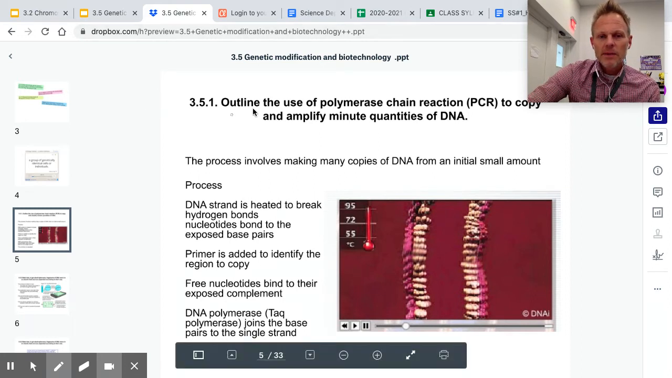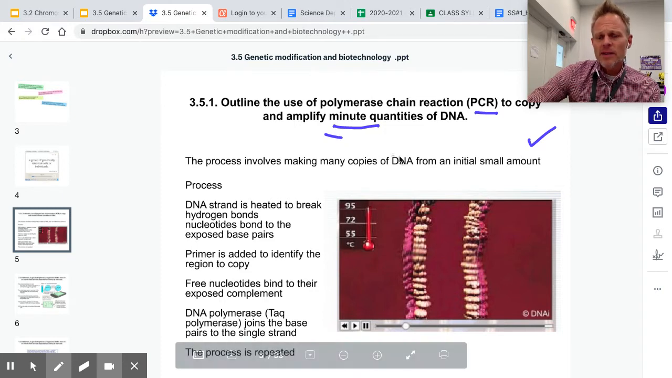I think the assessment statement is a little bit confusing. It says outline the use of polymerase chain reaction, and you can just use the abbreviation PCR, to copy and amplify minute, so that's small, quantities of DNA. As I said before, we would do this if we found a drop of blood at a crime scene and we wanted to know who it belonged to, like the murderer or something. And the process is real simple.